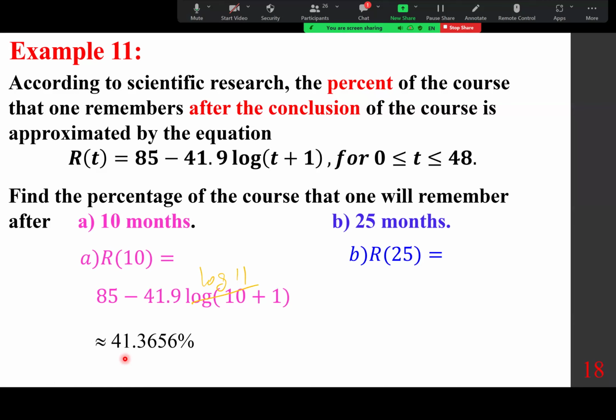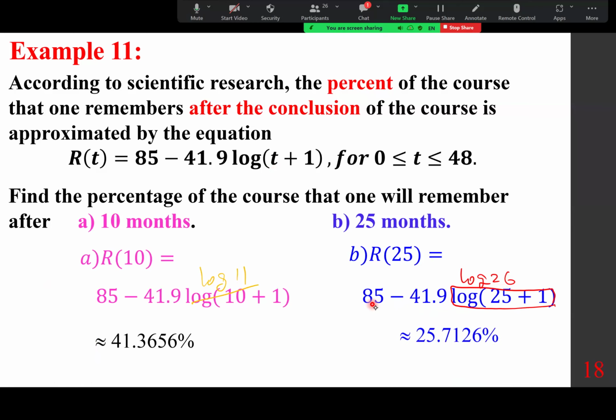After 25 months, we are going to replace this t with 25, and that means 85 minus 41.9 log of 26. You put it into a calculator, and you get 25.7126. Almost 26% will be remembered. So a student may remember that, but that's why you then want to continue studying and refreshing your memory, especially for a course like a math course, where we need the prior knowledge of mathematics. I picked this question on purpose, just to make a point.